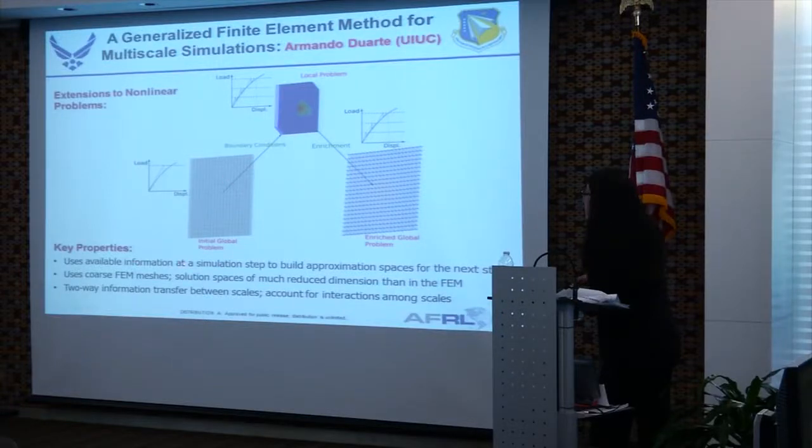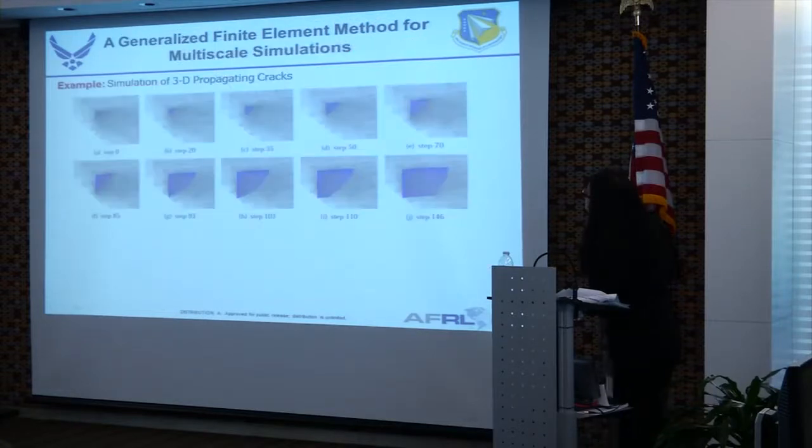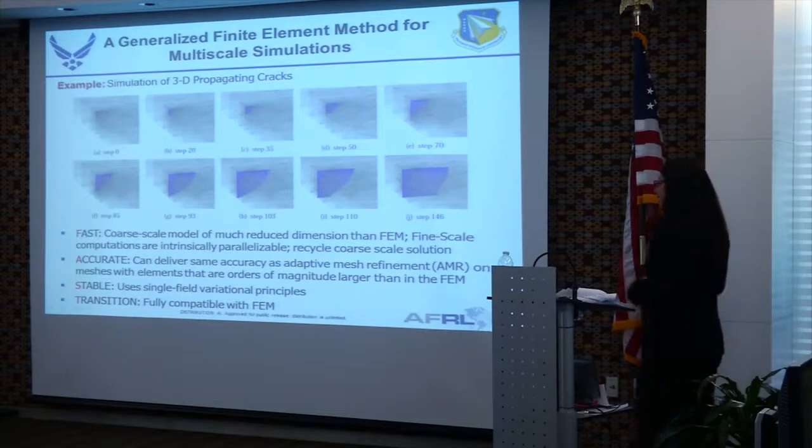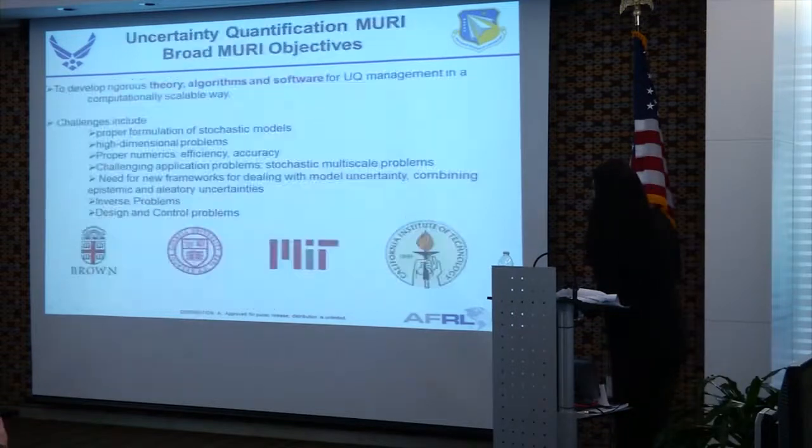So in this case, you use your information at the simulation step, so you build approximation step for the next step, okay. And you can use coarse finite element meshes, so that's the nice thing about it. So that really reduces the cost that you have. And he's been able to apply it to a simulation of a 3D propagating crack. And I like that he's now using his technique. He calls it FAST. It's fast, accurate, stable, and his transition. It's fully compatible with finite element methods.